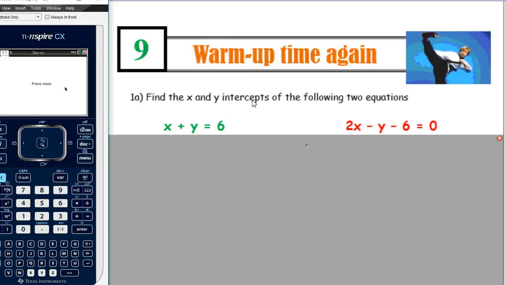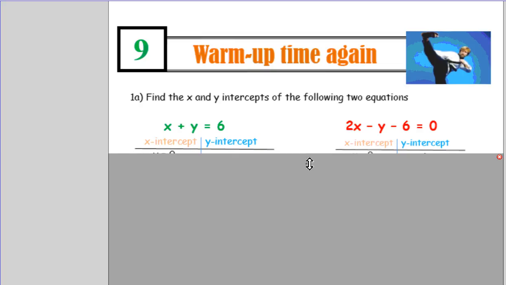So notice that it's not in the regular gradient intercept form, but even if it was, this is a good way to do it. You can just start to set up the table: x-intercept, y-intercept, x-intercept, y-intercept. Remember, at the x-intercept, what's the value of y? It's always equal to 0.